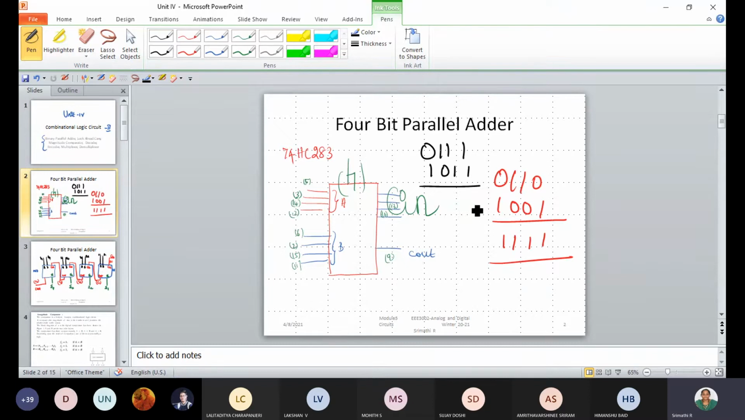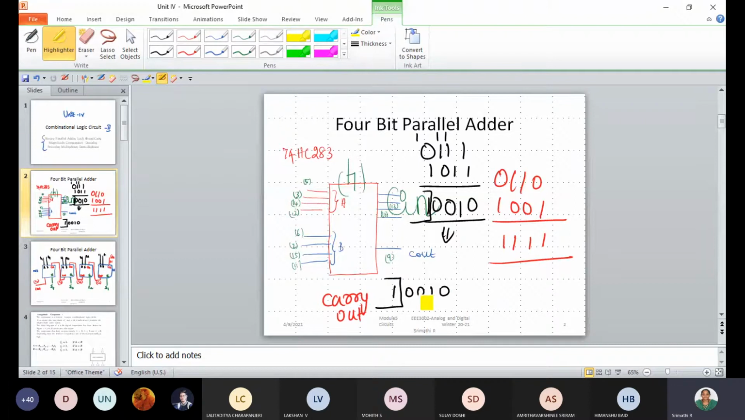See here, 1 and 1 gives 0 and carry 1, then again 0 and carry 1, 0 and carry 1, 0 and carry 1. So when I'm adding 4-bit numbers, I'm resulting with 5 bits, namely 10010. So this will be the carry out, and these are your output bits.